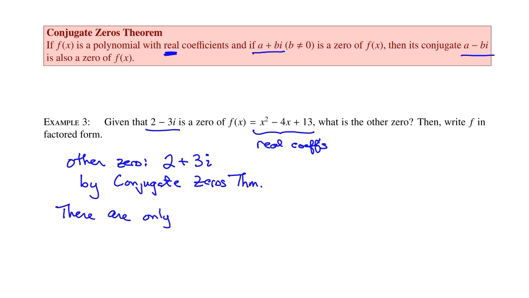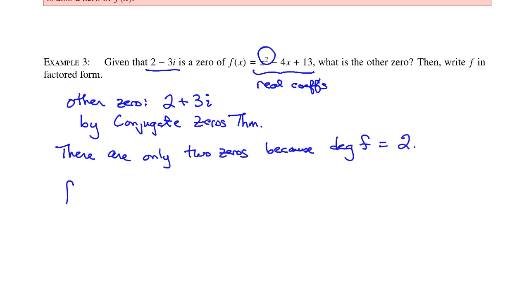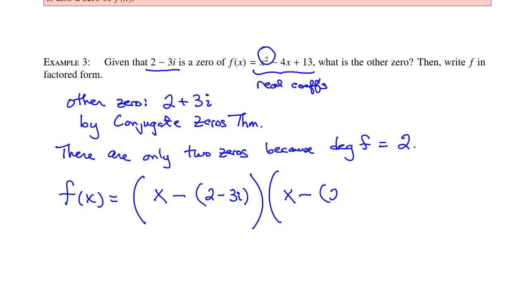There are only two zeros because the degree of f is equal to 2, as seen right here. So since the degree of f is 2, there are only two zeros. We have found them. They are 2 minus 3i and 2 plus 3i. And so finally we can write f in a factored form. So f of x is equal to x minus the first zero, 2 minus 3i, times x minus the second zero, 2 plus 3i.